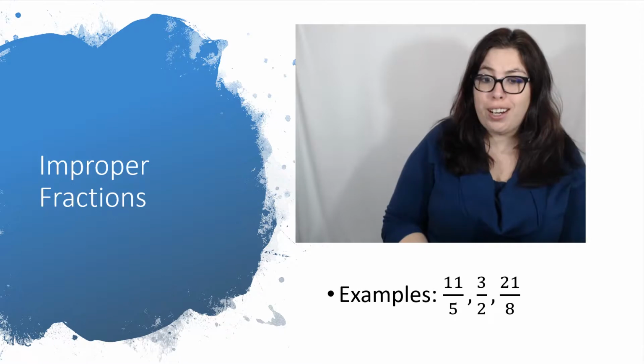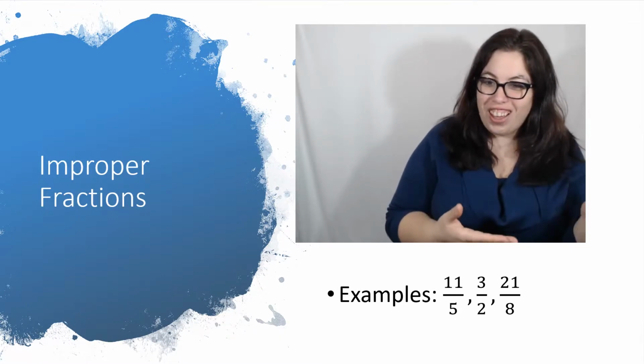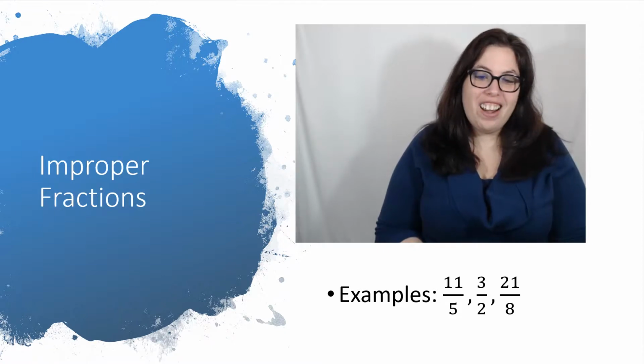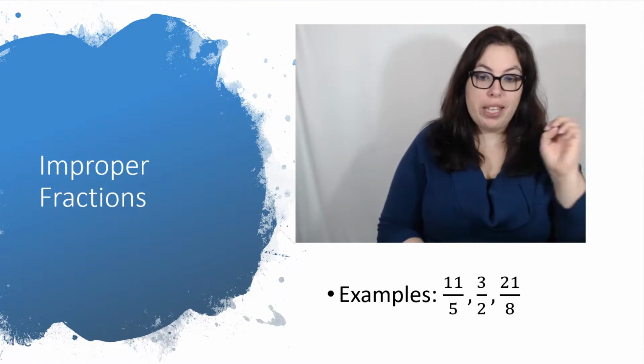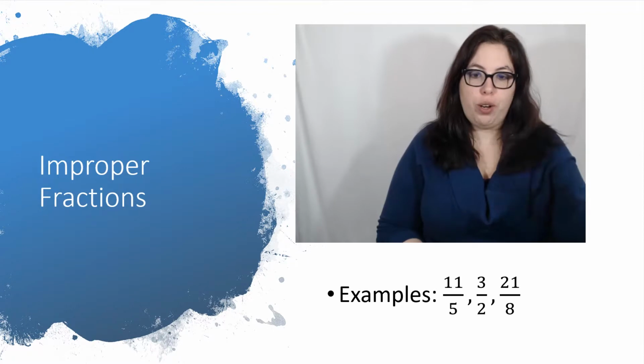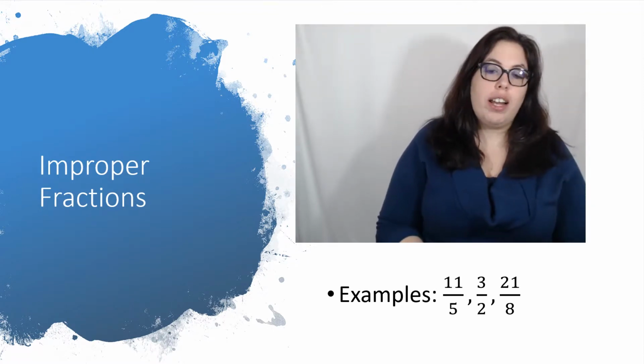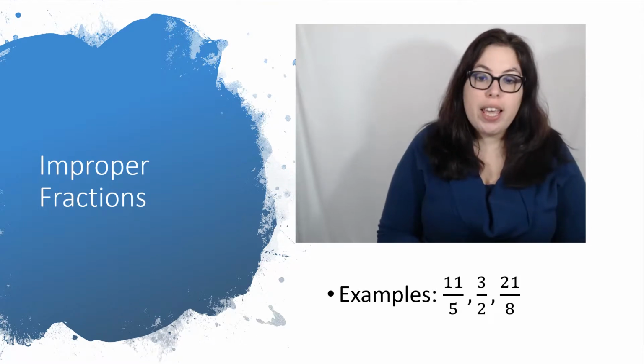An improper fraction is not proper, thus the improper. That's the vocabulary word there. So this is when the top is bigger than the bottom. The numerator is bigger than the denominator. The part is bigger than the whole. All right, so let's look at some of these examples.